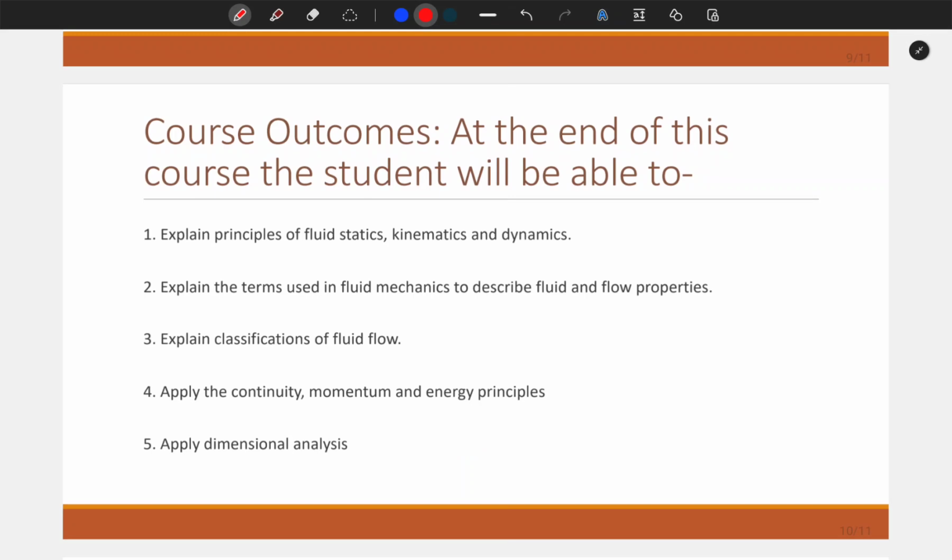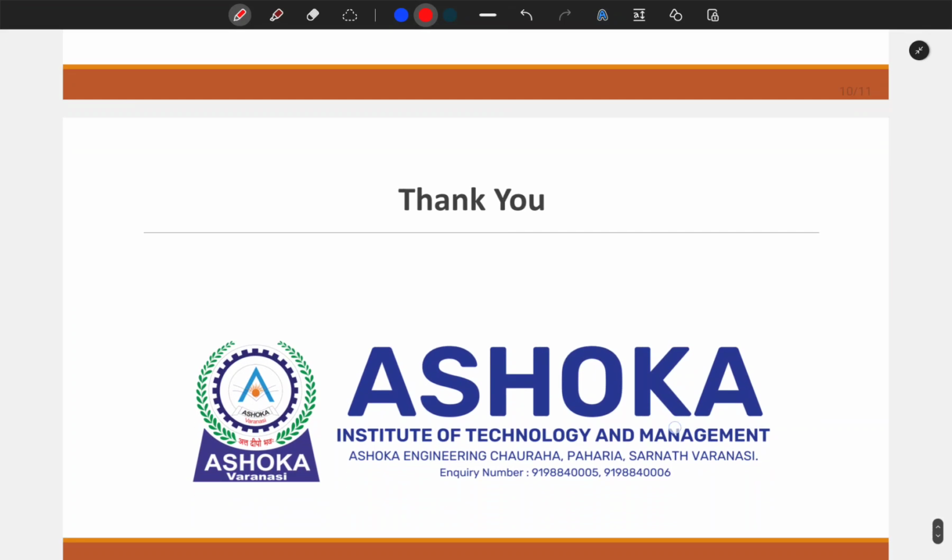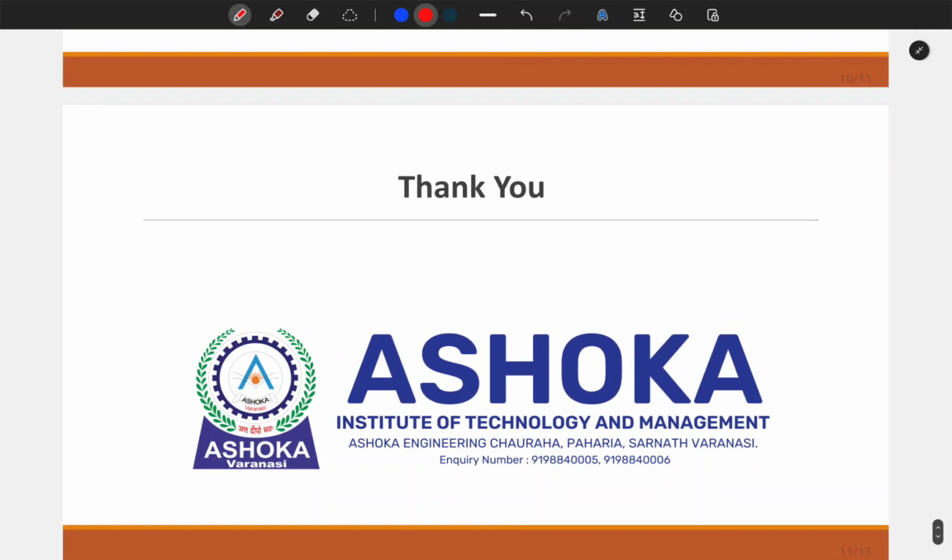And the next course outcome is applying dimensional analysis. Using dimensional analysis, we can find out the formula of any physical phenomenon, and it is an alternate way of determining any formula. So after studying this course, we will be able to apply dimensional analysis also. So this was the course.